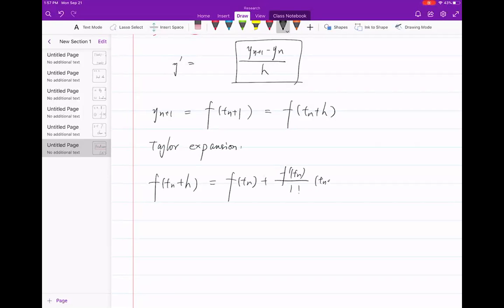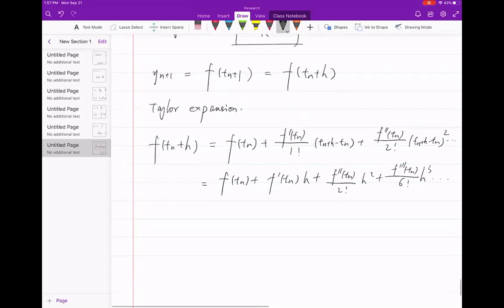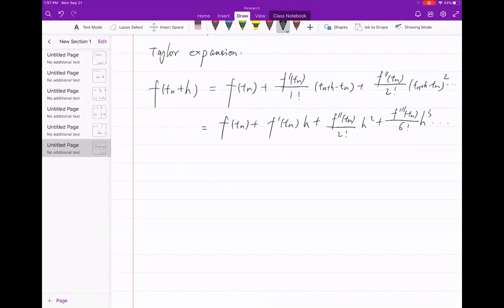Factorial, t_n plus h minus t_n, plus f double prime of t_n divided by 2 factorial, times t_n plus h minus t_n squared, and so on. Let's clean it a little bit. It's basically f(t_n) plus f prime(t_n) h plus f double prime(t_n) times some constant times h squared plus f triple prime(t_n) h cubed divided by some constant, and so on. Still okay so far?